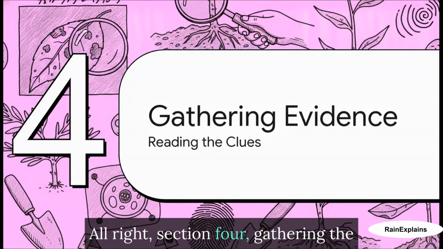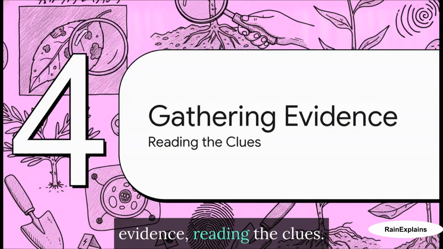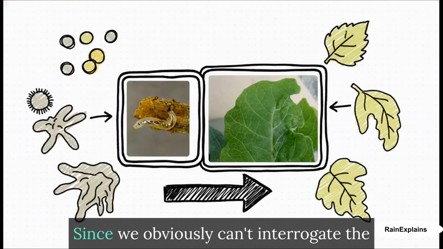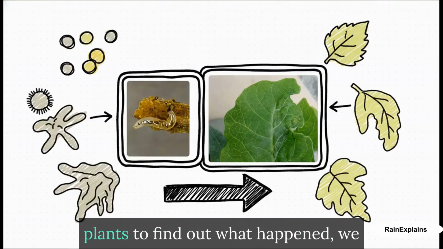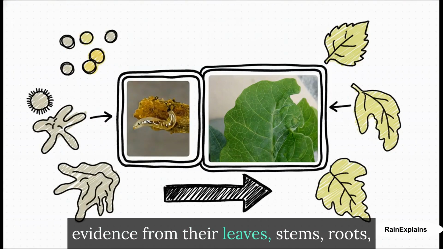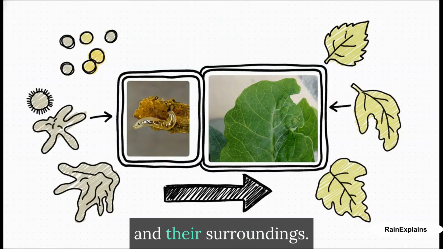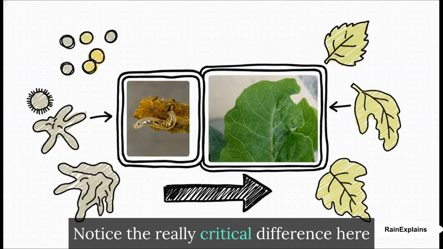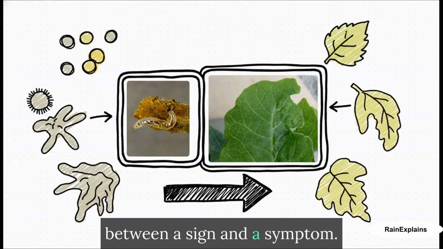All right, Section 4, gathering the evidence, reading the clues. Since we obviously can't interrogate the plants to find out what happened, we have to meticulously gather forensic evidence from their leaves, stems, roots, and their surroundings. Notice the really critical difference here between a sign and a symptom.